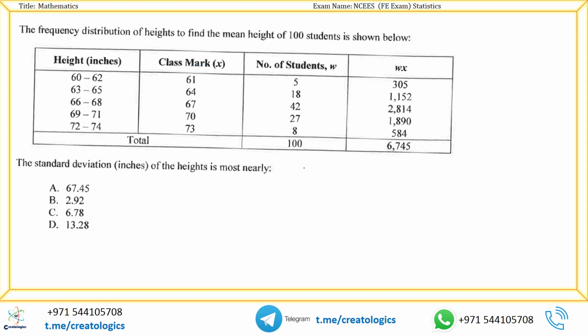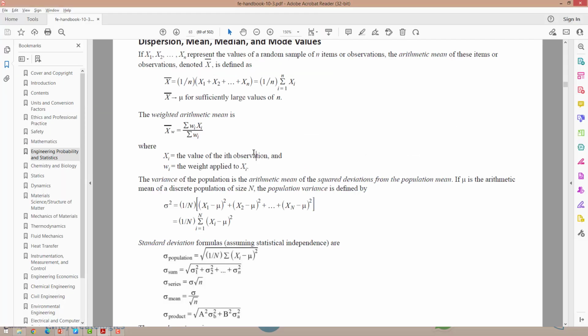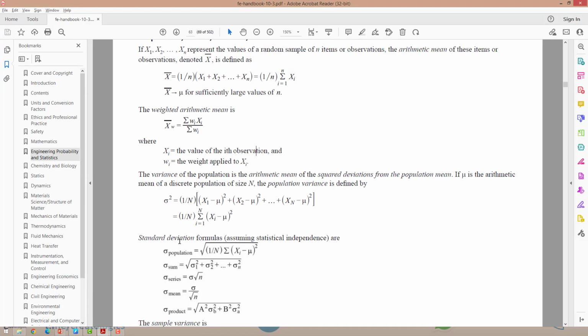And if we go to our handbook here, the standard deviation for a frequency distribution table can be calculated from here. I will use this one, which says the square root of 1 upon n. So what is that 1 upon n? That is 1 upon 100, because n this time will be the sum of all the frequencies. And in order to get that, I will use this.